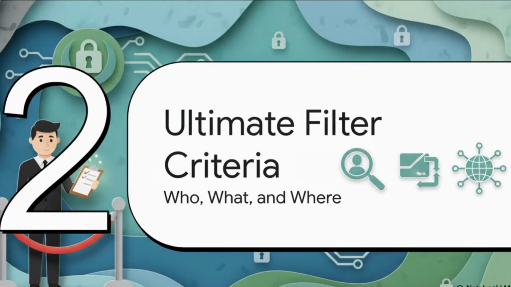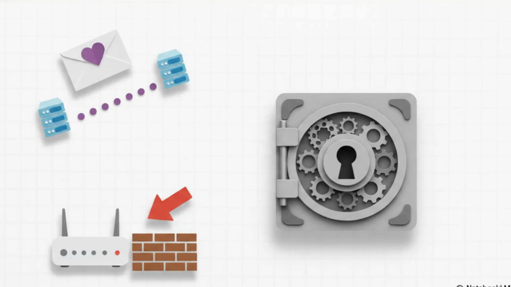Moving right along to part 2, the ultimate filtering criteria. Let's look at the exact who, what, and where our bouncer is checking. There are 3 core capabilities of extended ACLs you need to know. First up, source and destination. You can specify exactly who is sending the packet and where it's intended to go. Now, this can be an individual host, an entire subnet, or just the word any if you want to cast a wide net. Second, protocol and ports.